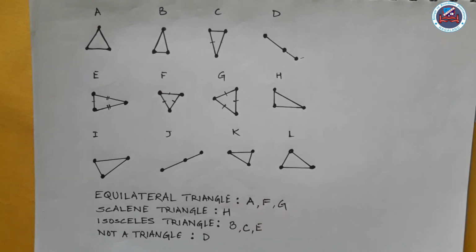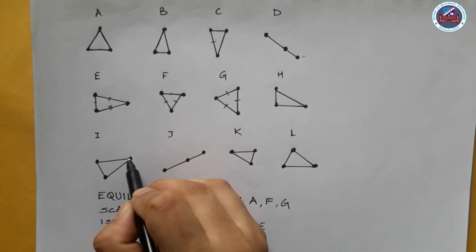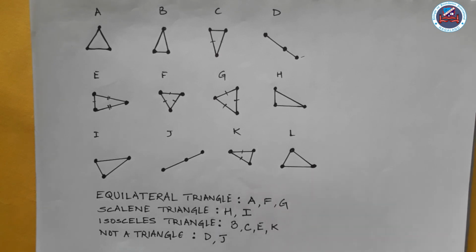Now what about I? Now I also looks like a scalene triangle because this line and this line, they are all different. So I is a scalene triangle. Now J again here is a straight line, so it is not a triangle. Now what about K? Now K, if you notice this line and this line, it looks the same. So only two sides are same, so it becomes an isosceles triangle. So K is an isosceles triangle.